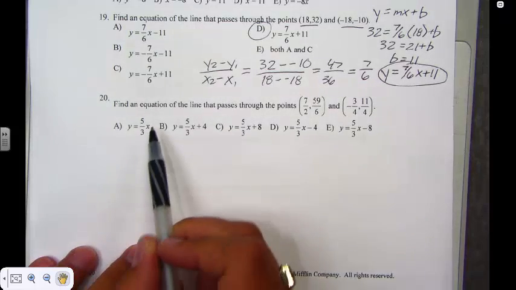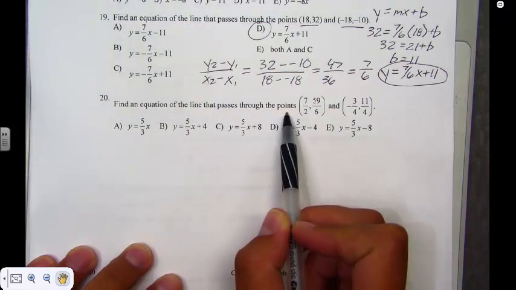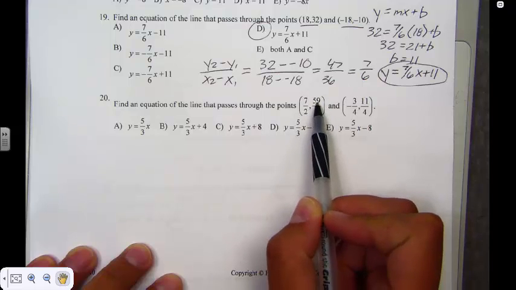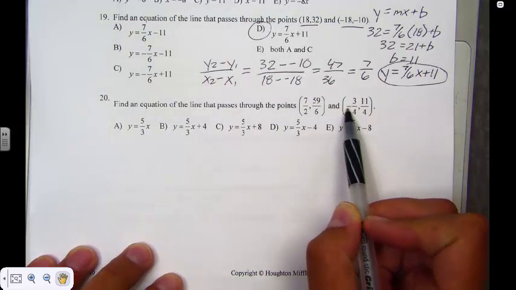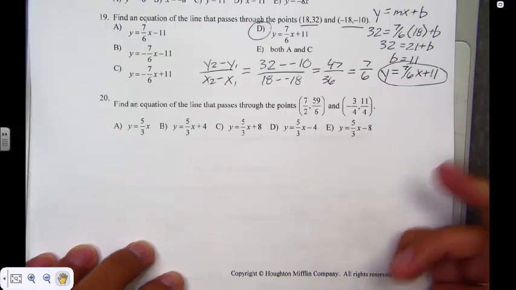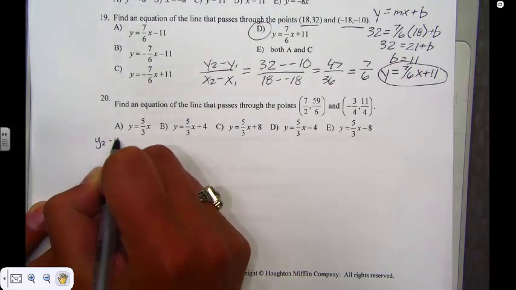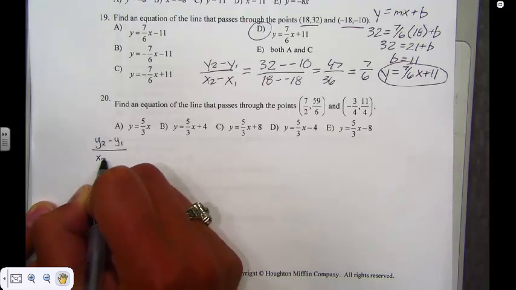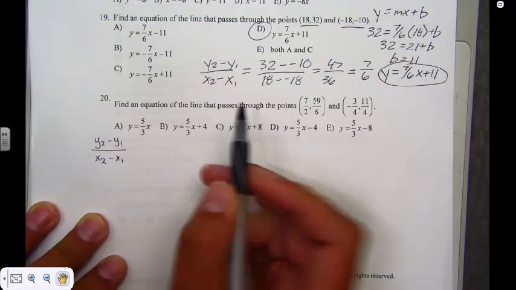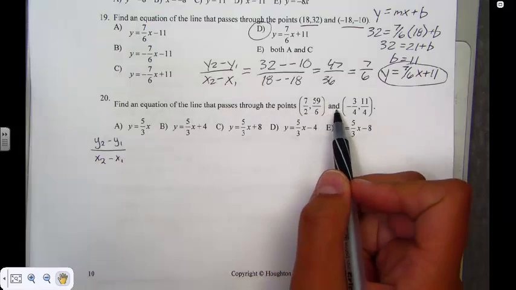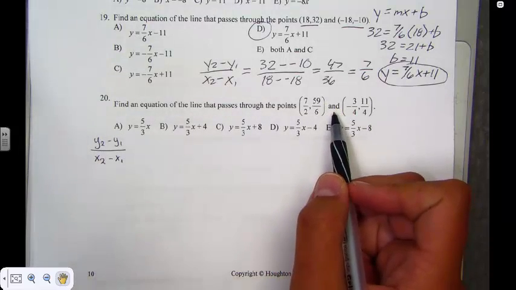Okay, so we need to find an equation of the line that passes through the points 7 over 2, 59 over 6, and negative 3 over 4, and 11 over 4. So we're going to use y2 minus y1 over x2 minus x1, except in this case, I'm going to flip these around just because it keeps the number positive that way.